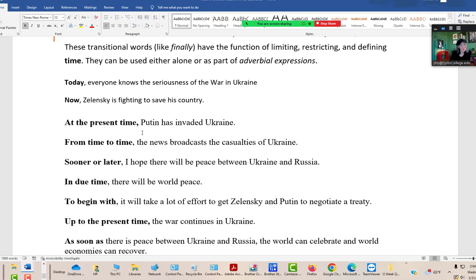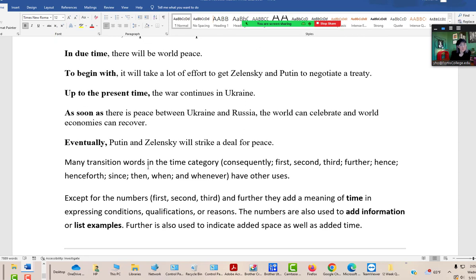At the present time, Putin has invaded Ukraine. From time to time, the news broadcasts the casualties of Ukraine. Sooner or later, I hope there will be peace between Ukraine and Russia. In due time, there will be world peace. To begin with, it will take a lot of effort to get Zelensky and Putin to negotiate a treaty. Up to the present time, the war continues between Ukraine and Russia. As soon as there is peace between Ukraine and Russia, the world can celebrate and world economies can recover. Eventually, Putin and Zelensky will strike a deal for peace.